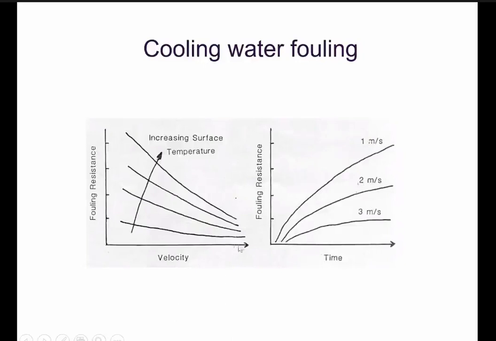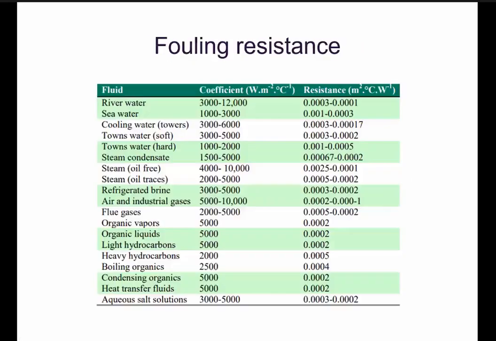Velocity: when you reduce the velocity inside your exchanger, the fouling keeps on increasing. At the same time, when you increase the velocity, more and more velocity, you see the fouling is not increasing, right? So this is the impact of velocity on fouling in the cooling water. So that is why we have these velocity guidelines in place.